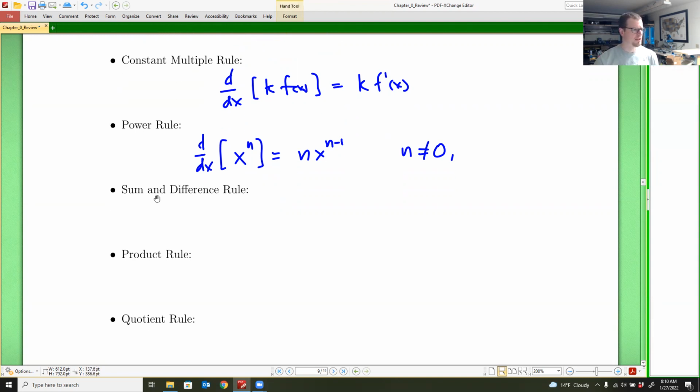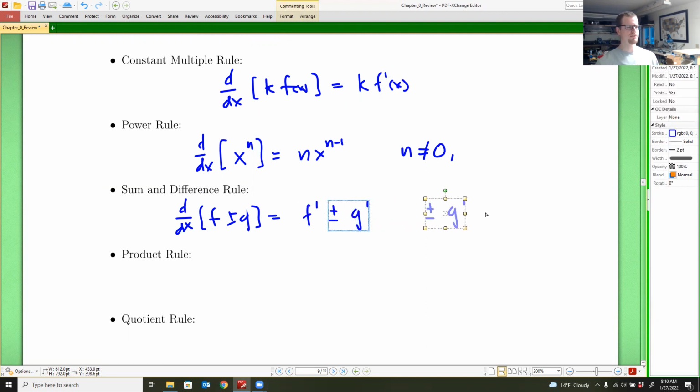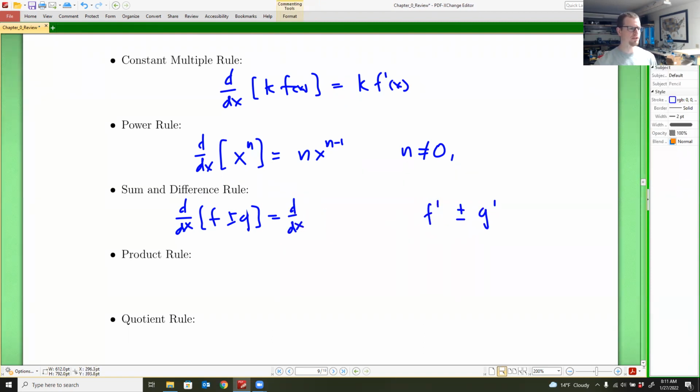All right, so next would be sum and difference rule, the derivative of the sum or difference of two functions, d over dx of f plus or minus g is the same as the derivative of f plus or minus the derivative of g. Now, what is this really saying? Well, this kind of says that we can take the derivative of the functions individually. So really it's saying this. We can split the derivative over addition and subtraction, or distribute rather. So derivative of f plus or minus derivative of g.